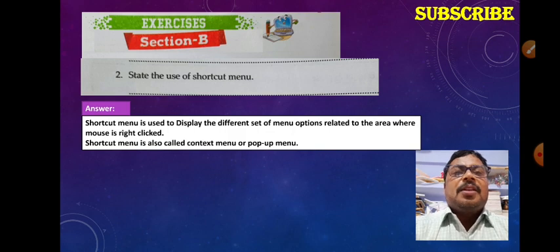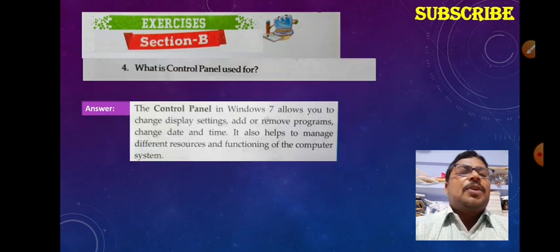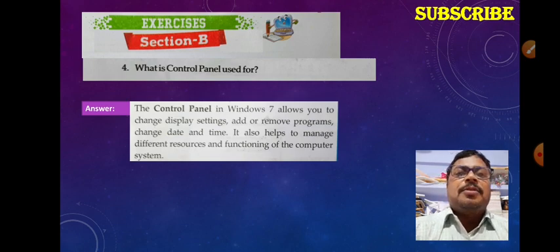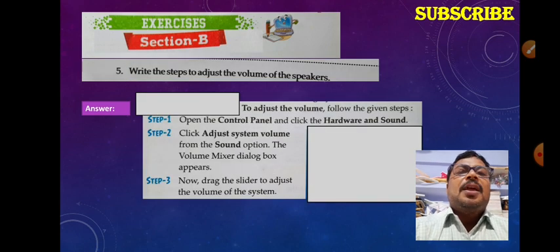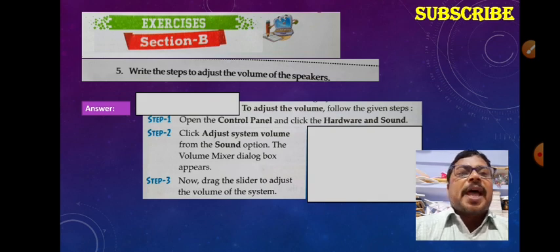Okay. Now the third question, short notes on Windows 7. Now the fourth question, what is the control panel? I have taken it from your book, so it will be easy to write and easy to learn also. Now question number 5. I have hidden the other parts of that answer, and I have drawn a rectangle here. So as it is available in textual form, you write only that much in your copy.